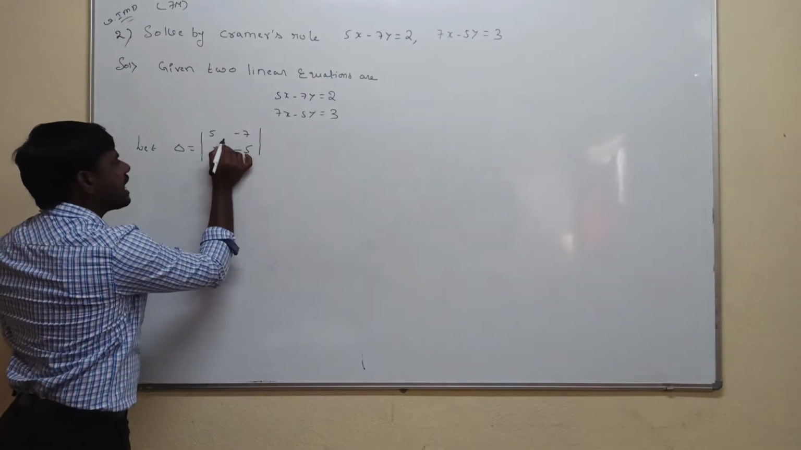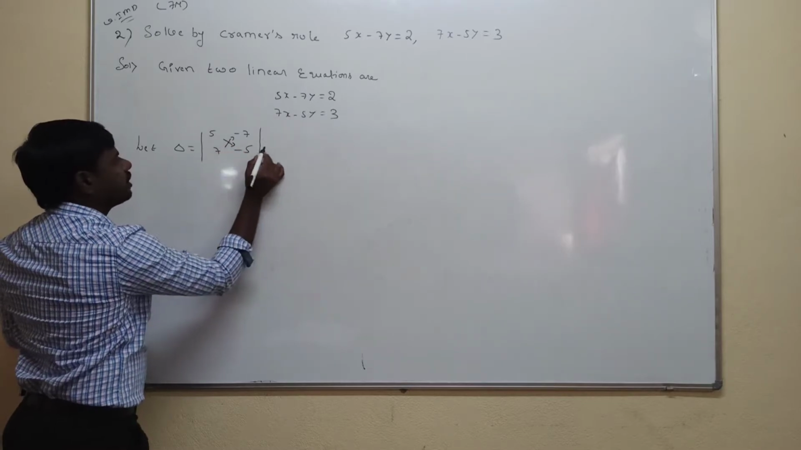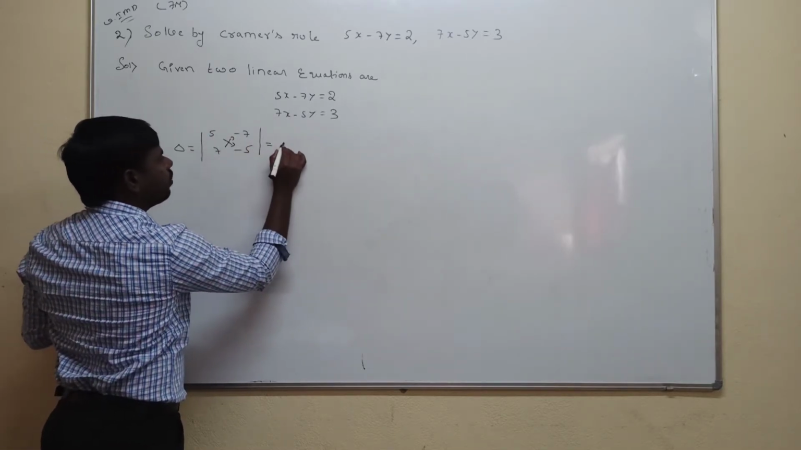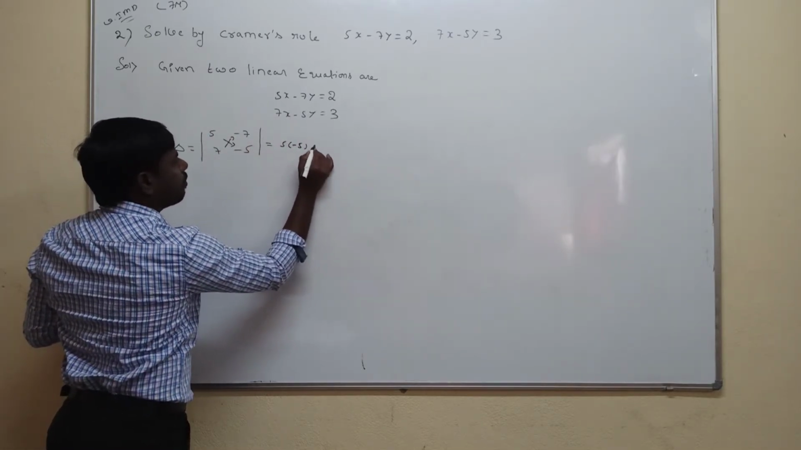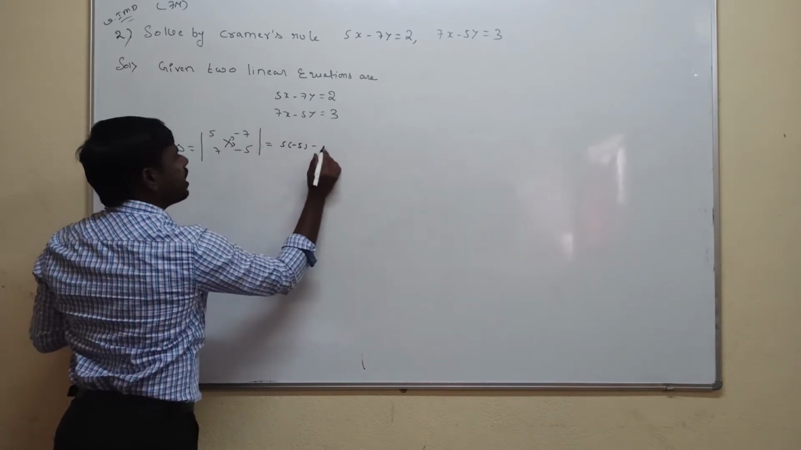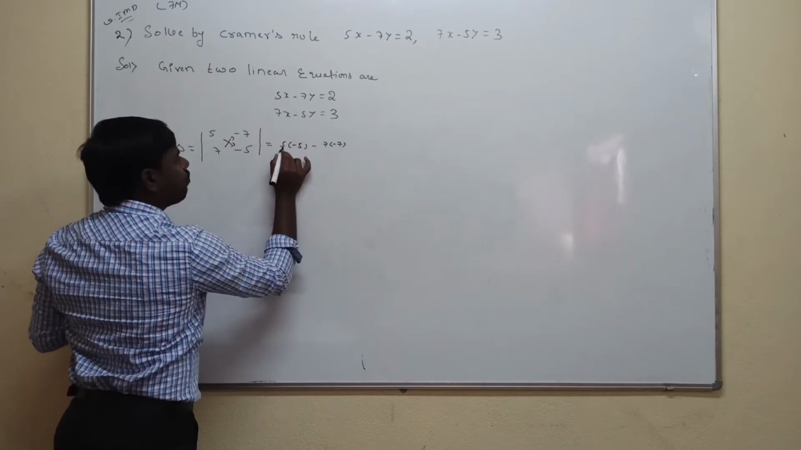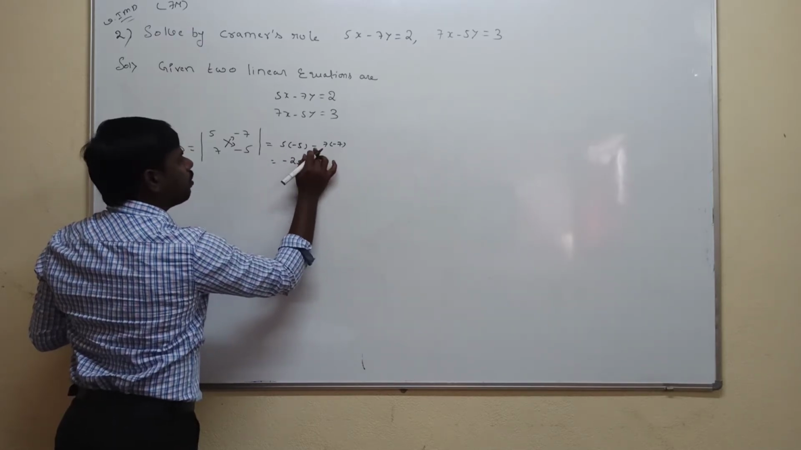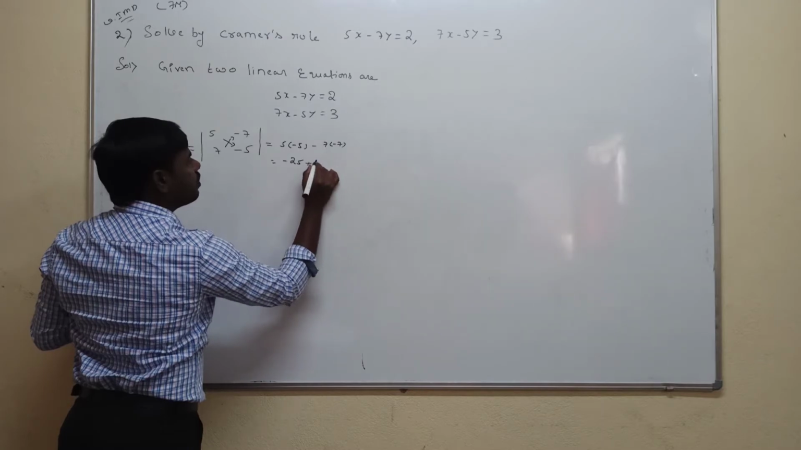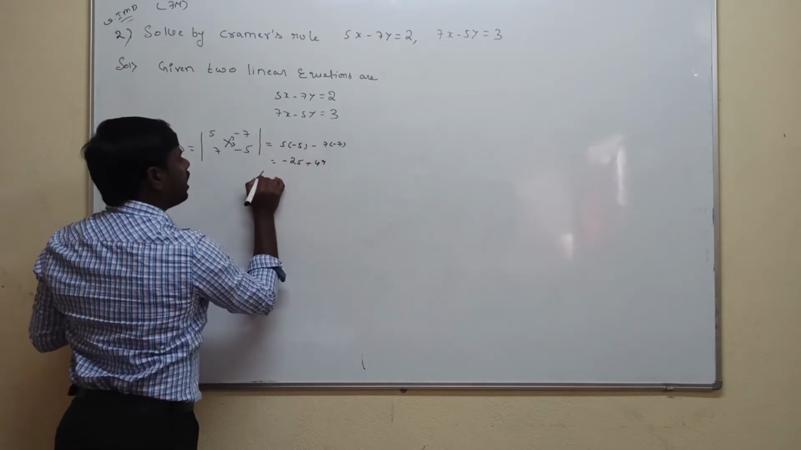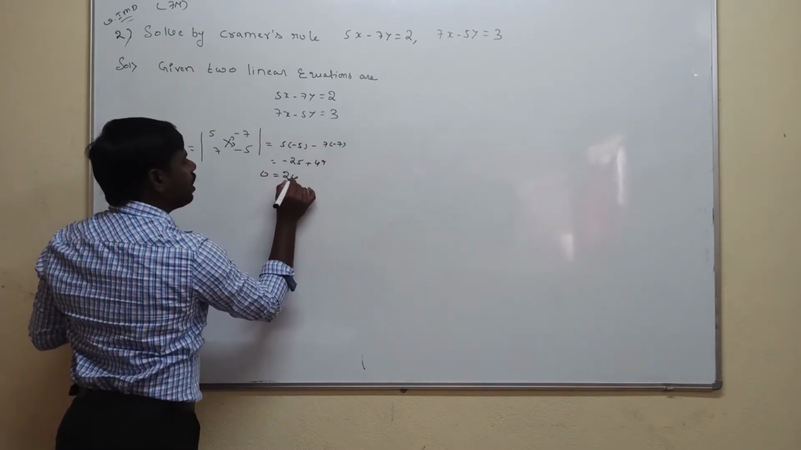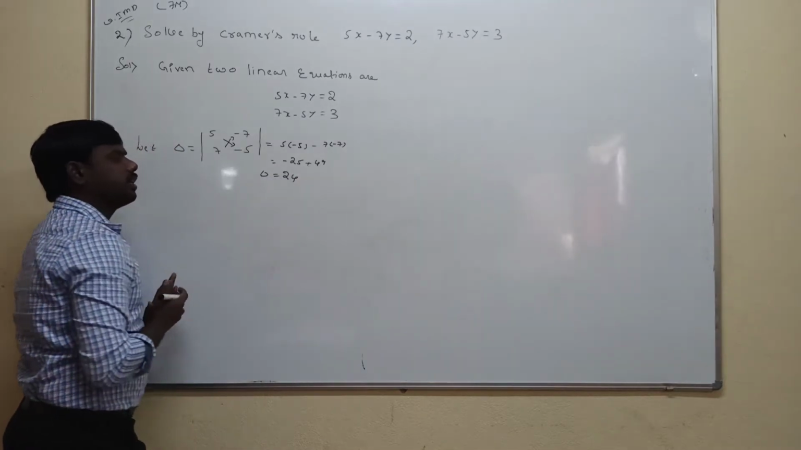Now we are applying cross multiplication method. 5 into minus 5. After that, the middle symbol is negative. 7 into minus 7. Minus 7 into 7 is, 5 into 5 value is 25. Minus into minus is plus. 7 into 7, 49. So now delta value is minus 25 plus 49, which is 24.